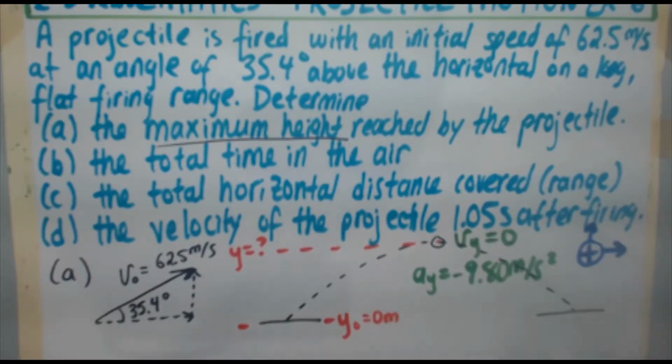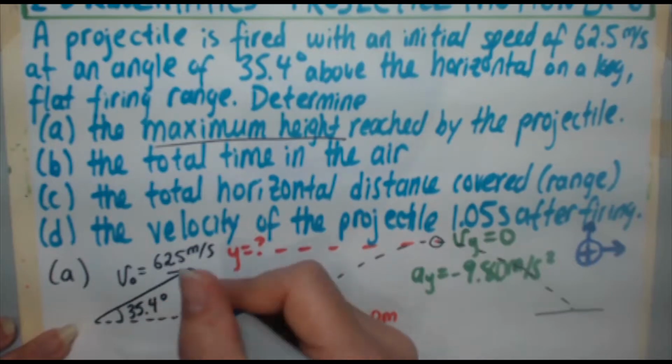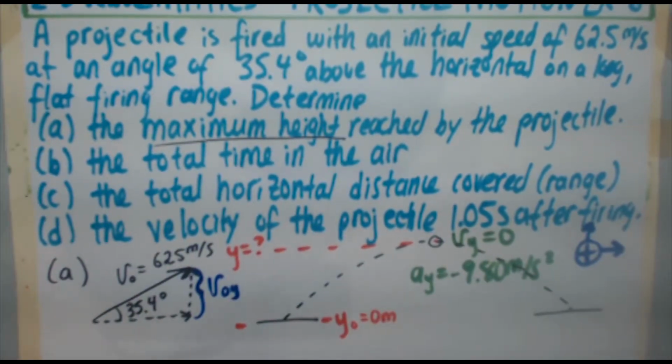So let's see. We've got a final y speed, an acceleration, initial y position, final y position. There's actually one more y quantity that we can determine, and that comes from the initial information given in the problem. We know v naught and we know the angle, so we can just very easily determine v naught y. So let's do that on the side.